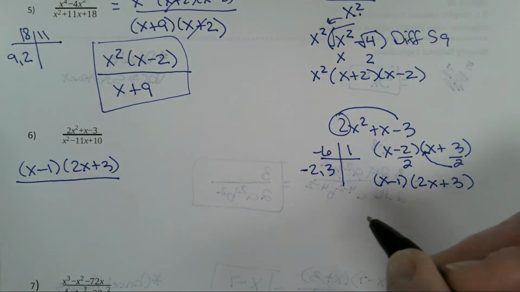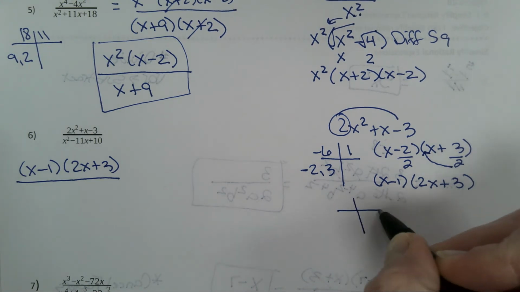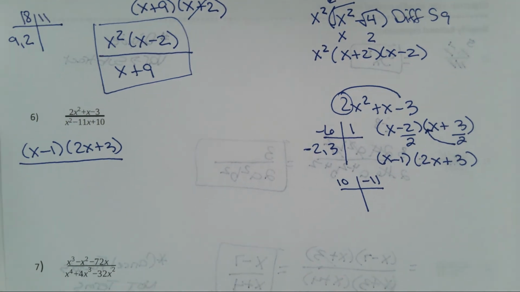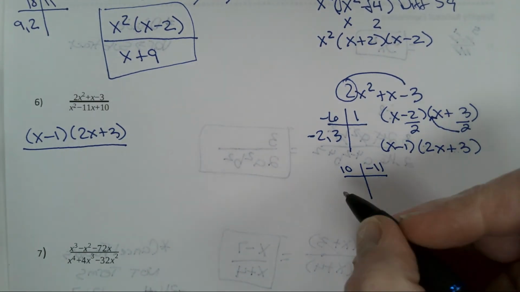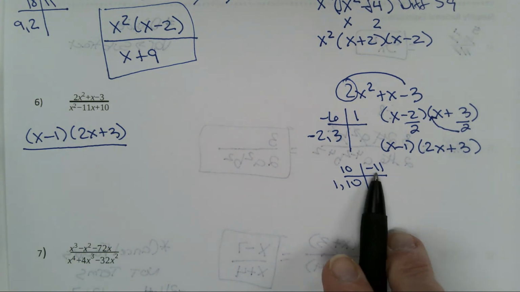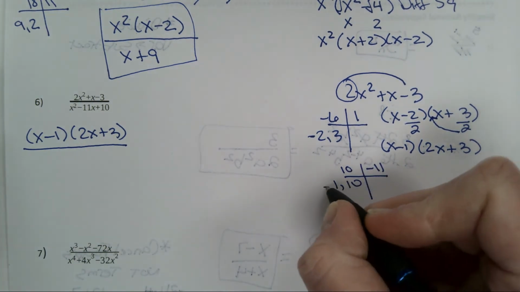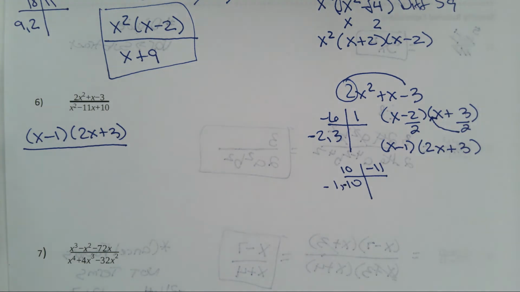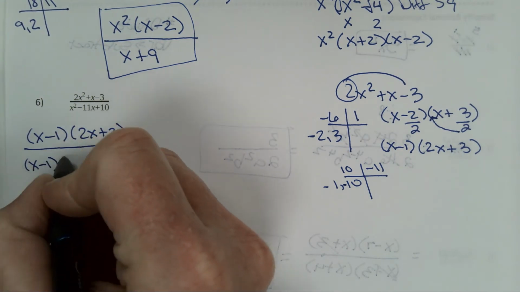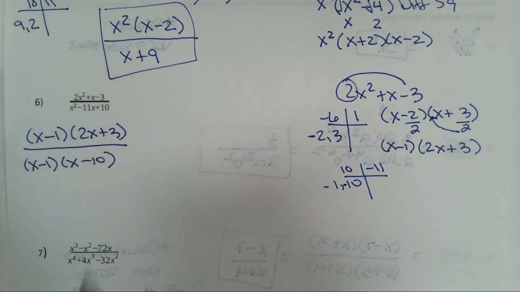Now we're going to factor the denominator. I need factors of 10 that add up to negative 11. So 1 times 10 is 10, and that adds up to 11. It has to add up to negative 11, so that just means that both of them have to be negative, because a negative times a negative equals a positive. So that factors as x minus 1 and x minus 10.